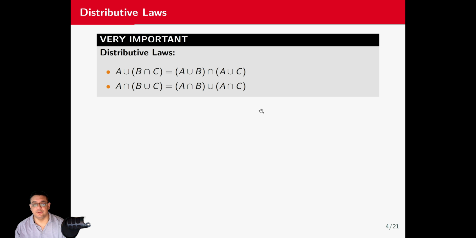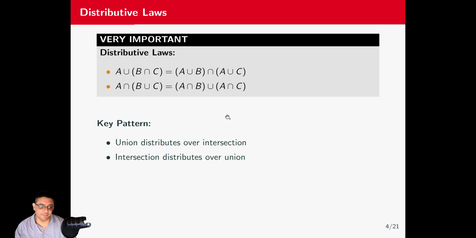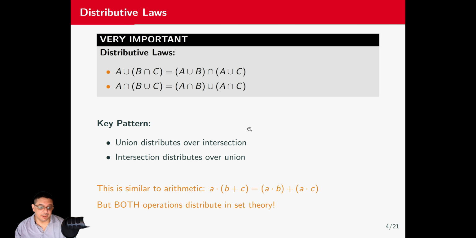This is going to be helpful to sometimes split some of the intersections, and it's very useful when working with surveys and things like that, where we want to check for particular intersections of certain sets. The key pattern here is that union distributes over intersection, and intersection distributes over union as well. This is similar to arithmetic, of course. That's why it's called distribution, where we multiply A over B plus C, and we get A times B plus A times C. But in this case, both operations distribute in set theory.